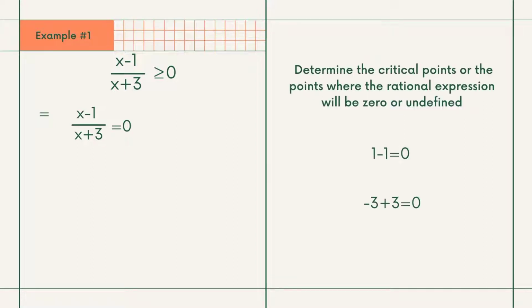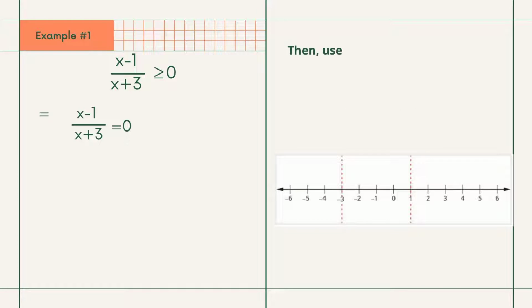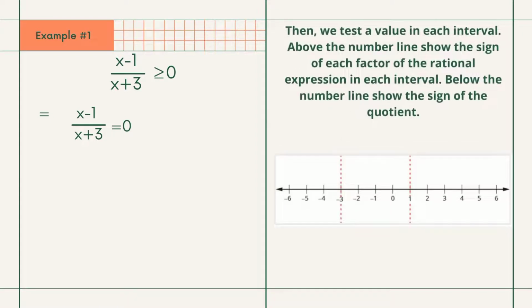1 minus 1 equal to 0. Negative 3 plus 3 equal to 0. Critical points are 1 and negative 3. Then, use the critical points to divide the number line into intervals. Next is we test a value in each interval. Above the number line, show the sign of each factor of the rational expression in each interval. Below the number line, show the sign of the quotient.